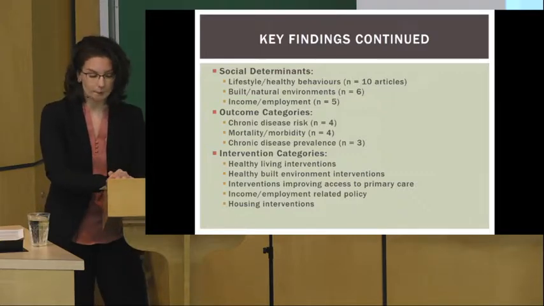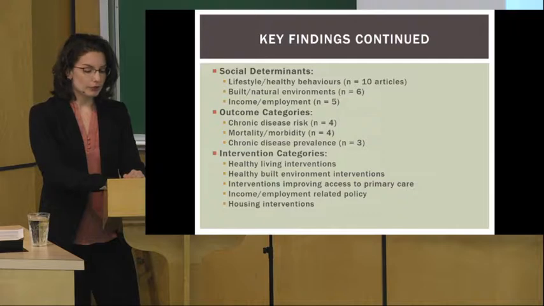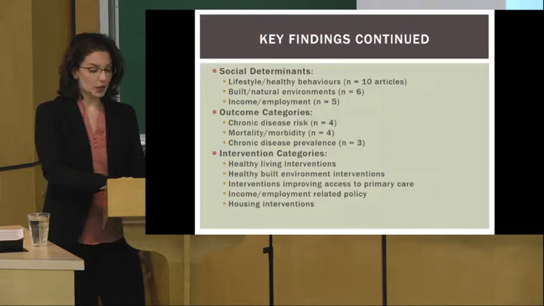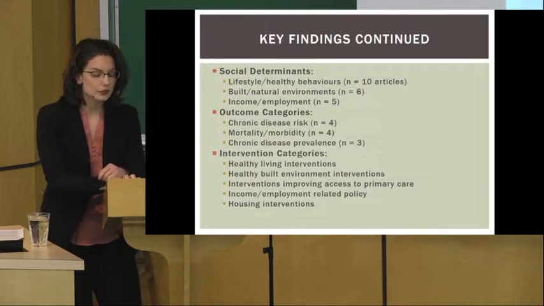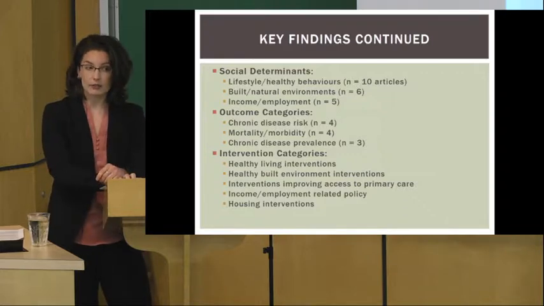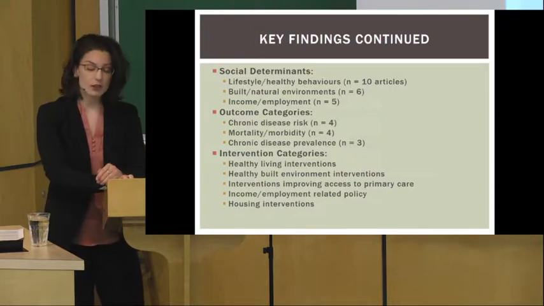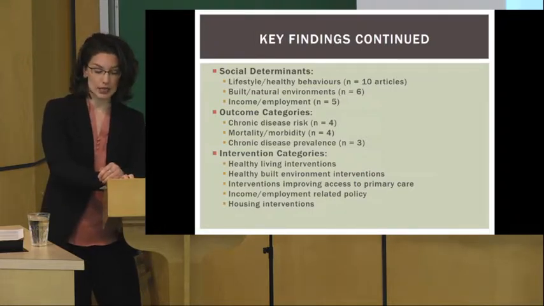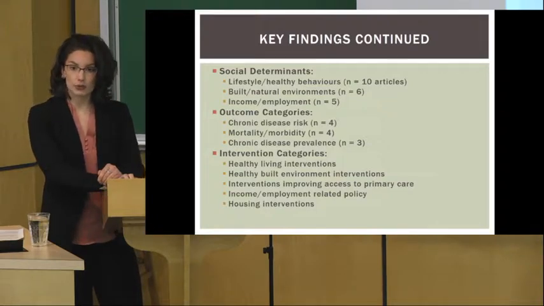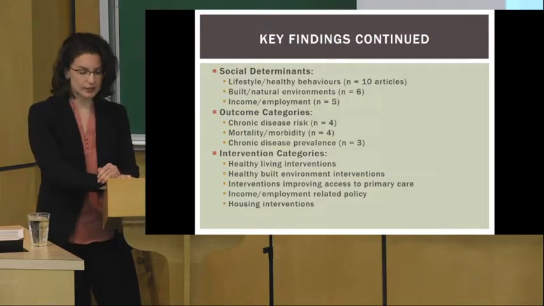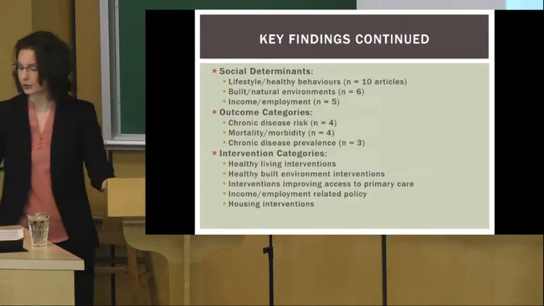expectancy, and air quality. For each predictive model included in the review, I also extracted data on specific interventions that were modeled. The most common interventions were healthy living interventions, so things such as physical activity interventions, smoking cessation, and alcohol interventions. Next were healthy built environment interventions, some examples being introducing active transportation policy or designing pedestrian-friendly communities. These were followed by interventions improving access to primary care, income and employment-related policy, housing interventions, and lastly, interventions targeting air quality and social cohesion.